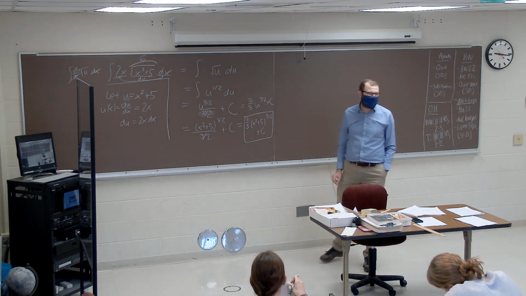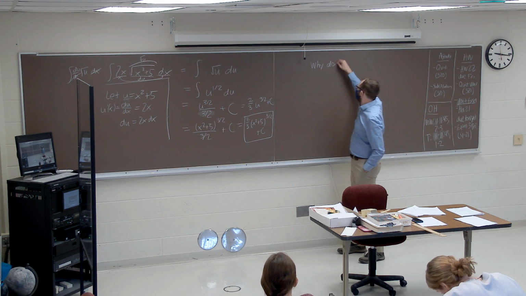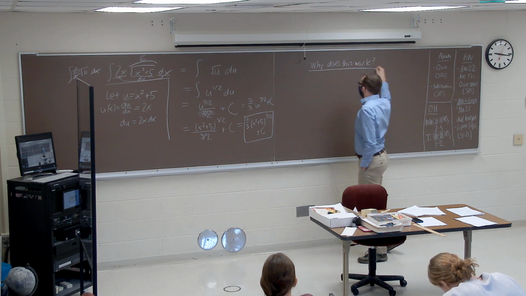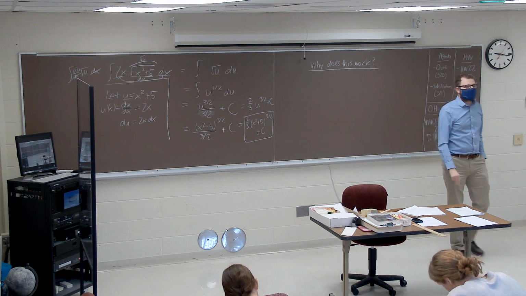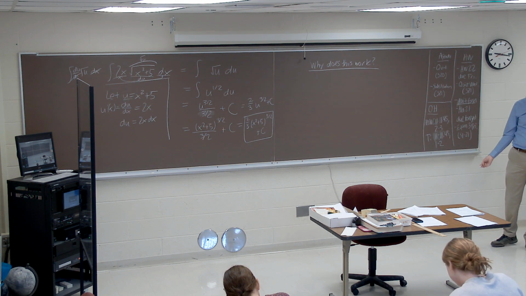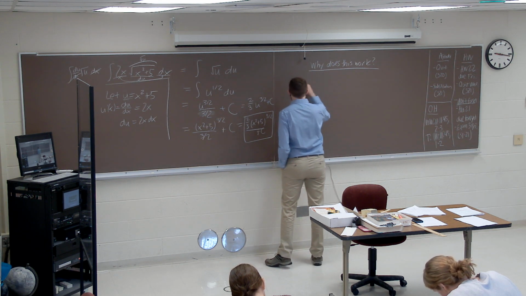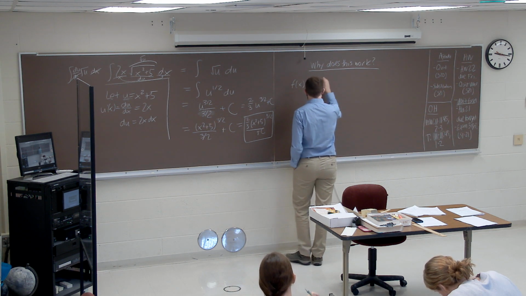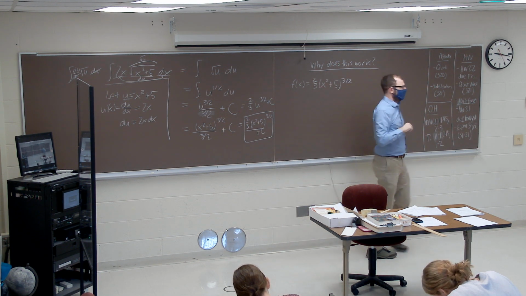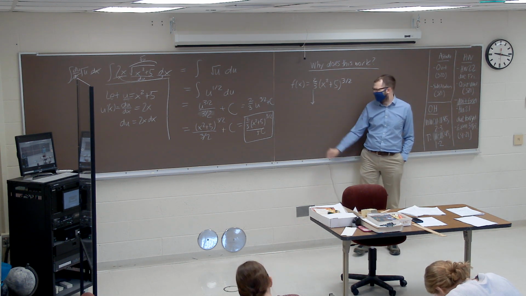So before I move on to the next page and start looking at another example, I want to answer the question of what the heck is going on here. Why does this method actually work? And to see why it works, I'm going to take this function right here, f of x equals 2/3 times (x squared plus 5) to the 3/2 power. And I would like to see what happens if we differentiate this.